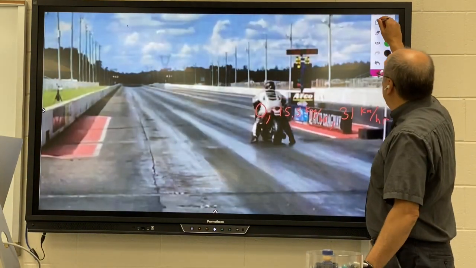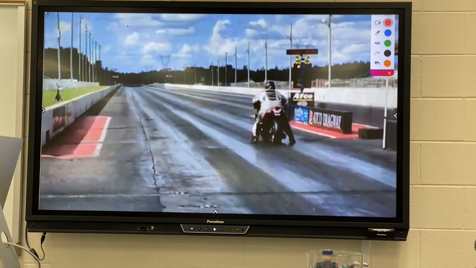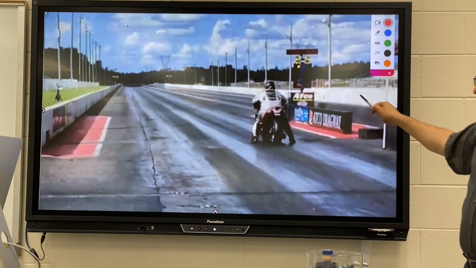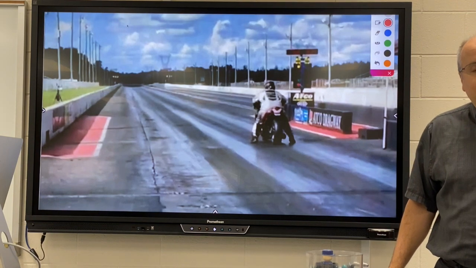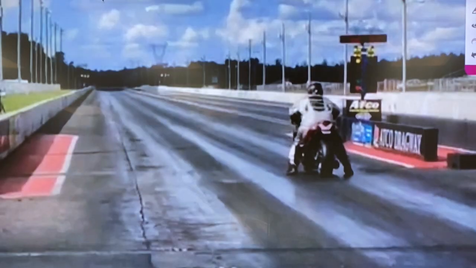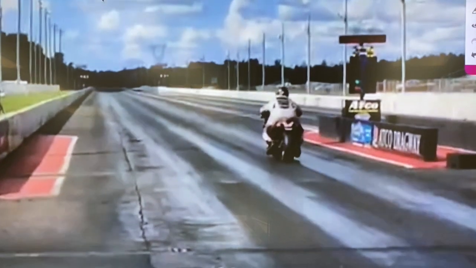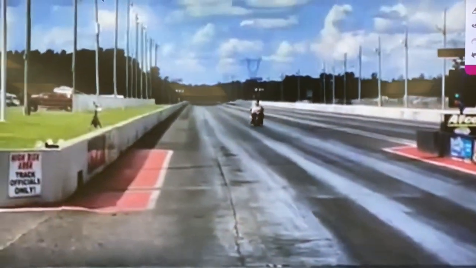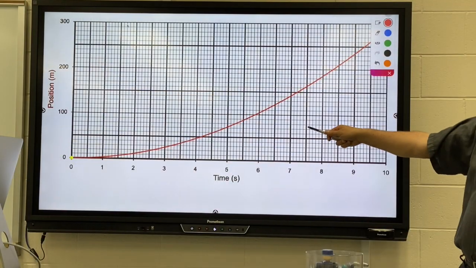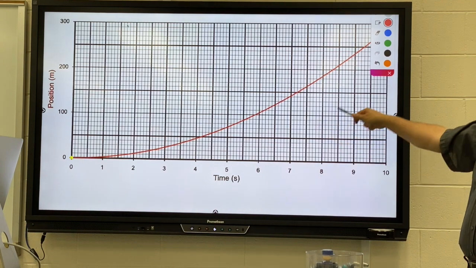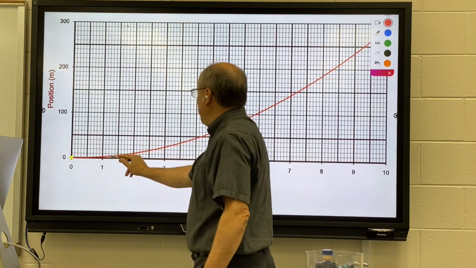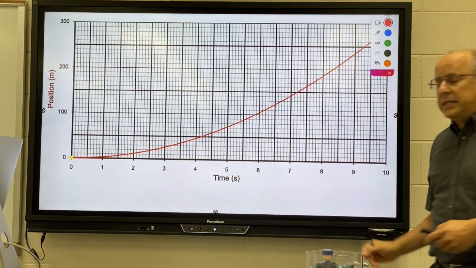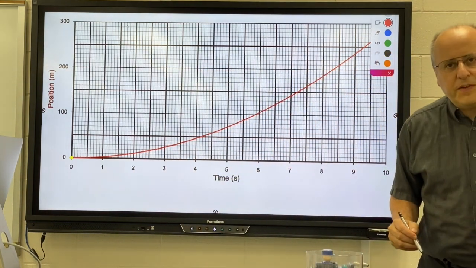Okay, here's an example of somebody at Atco Dragway. They're going to wait for the light to turn green, and then they're going to accelerate as rapidly as possible. If we were to graph their motion, we know it would look like this. We saw this before. Position versus time gets steeper and steeper and steeper as they get faster and faster and faster.